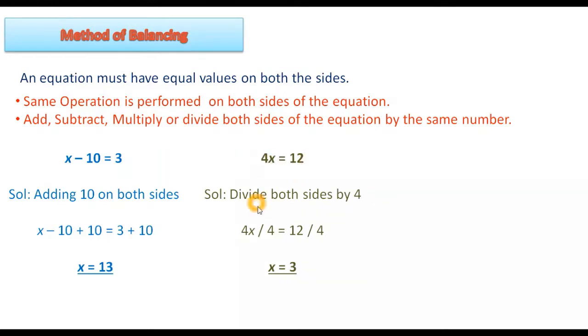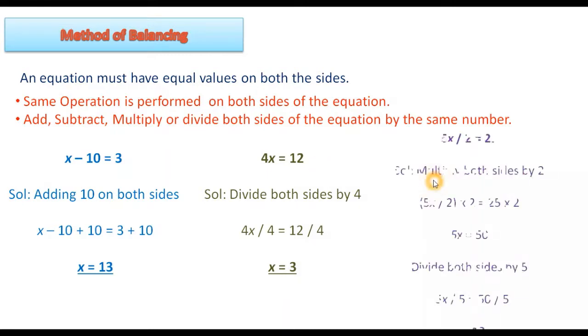So 4x divided by 4, 12 divided by 4. 4 will get cancelled out and it's x. 12 divided by 4 is 3. And you will get the value of the variable, that is 3. That means this 3 will satisfy the equation and your left hand side will be equal to the right hand side.